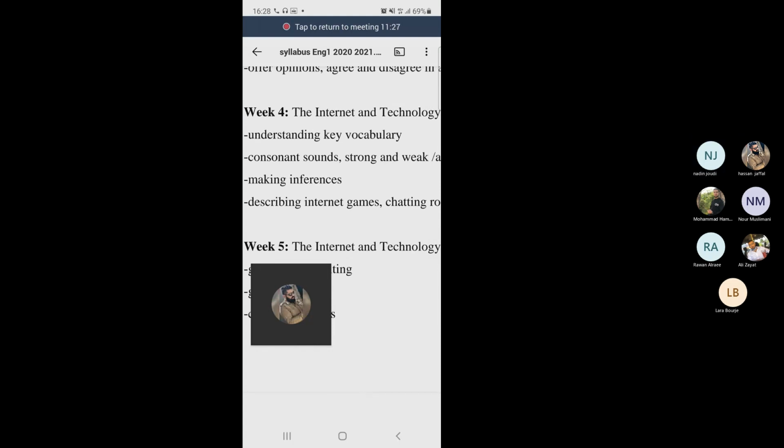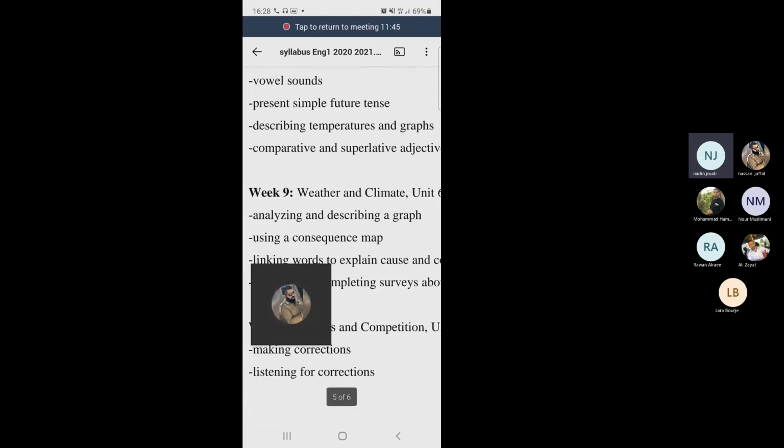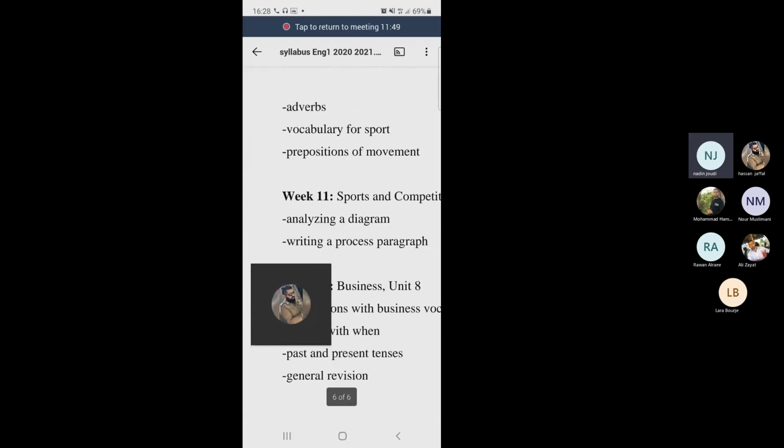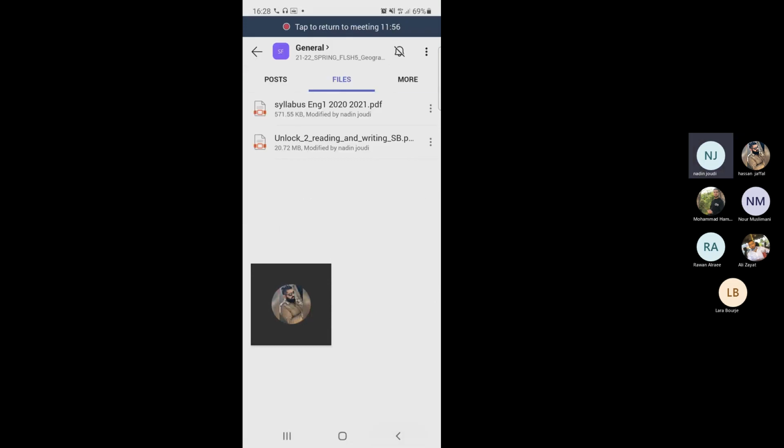Which unit do you see? The internet and technology. After internet and technology, we will study together about language and communication. Then about weather and climate, sports and competition, business. We will see if we finish them all, otherwise we have to double check. These are the lessons. Where do you find the lessons you have to study? And we are going to explain. Below you see something called syllabus. The syllabus is the course description. It includes the description of the course.